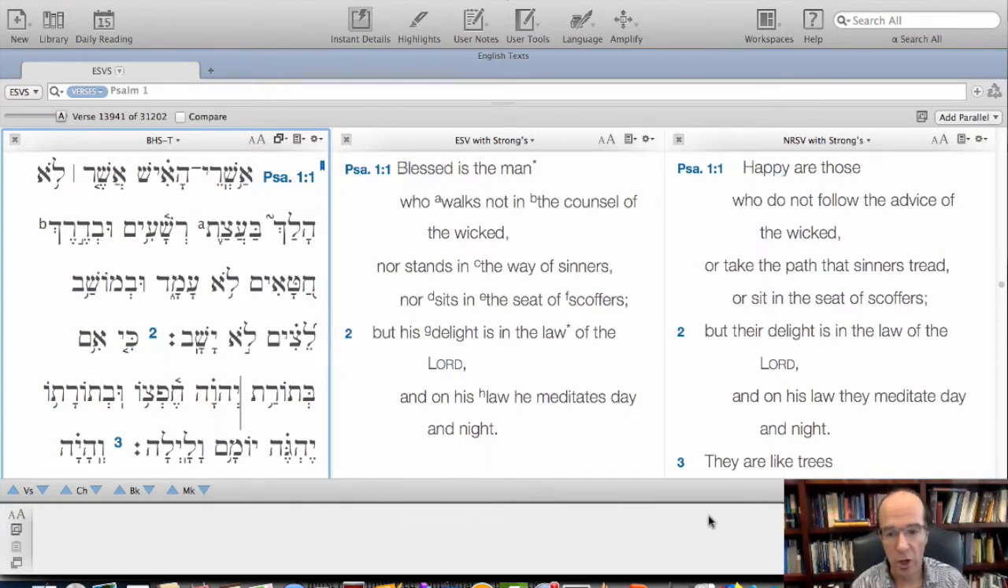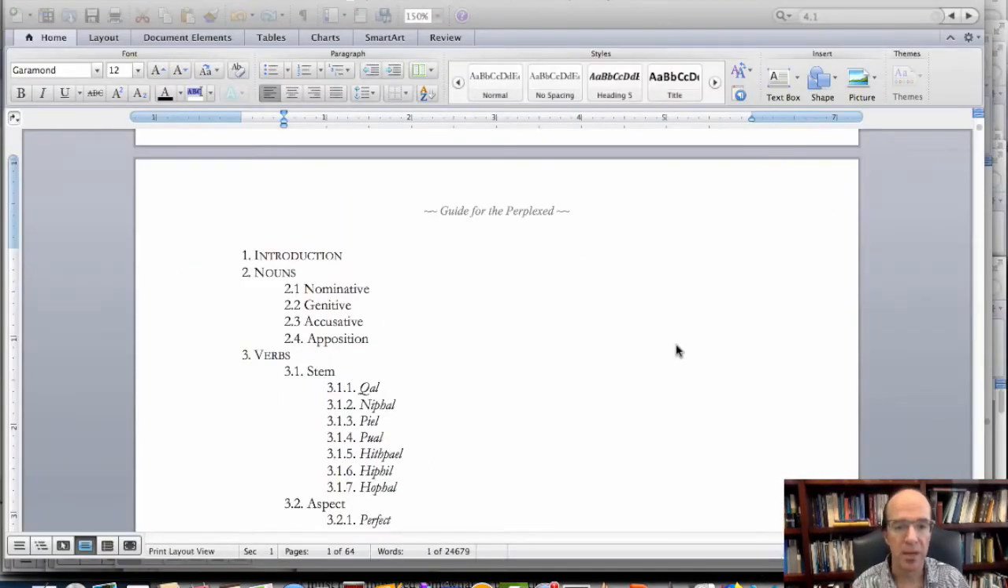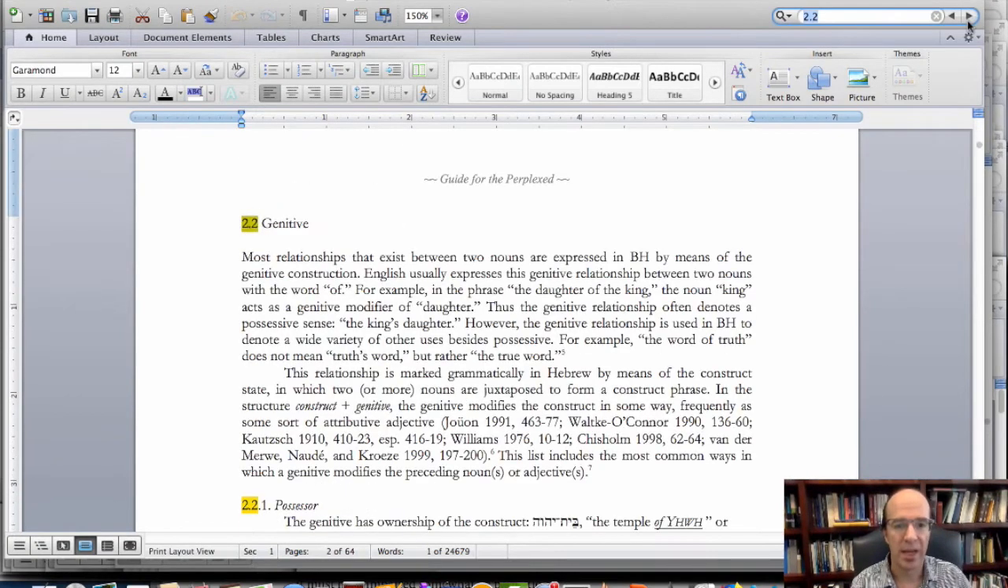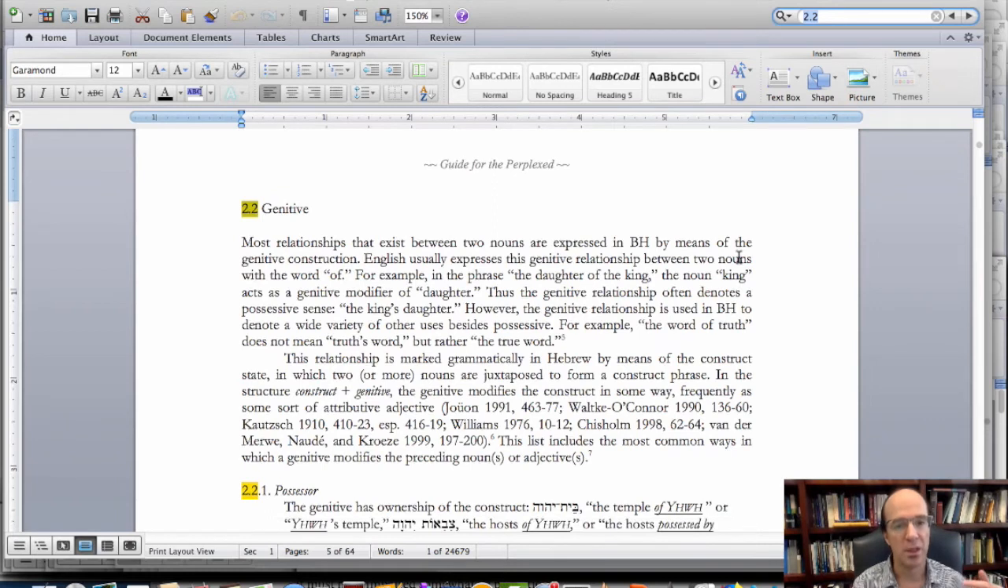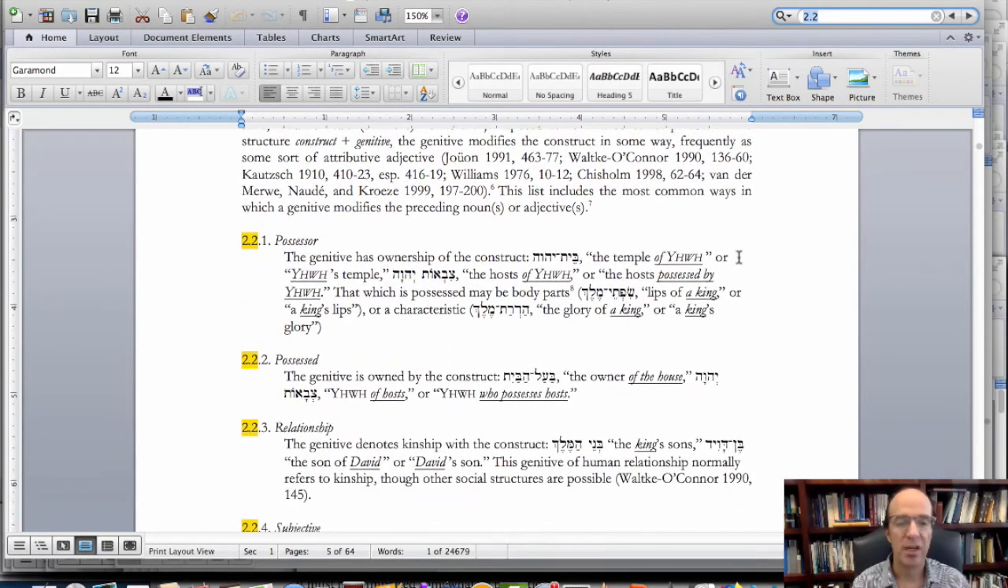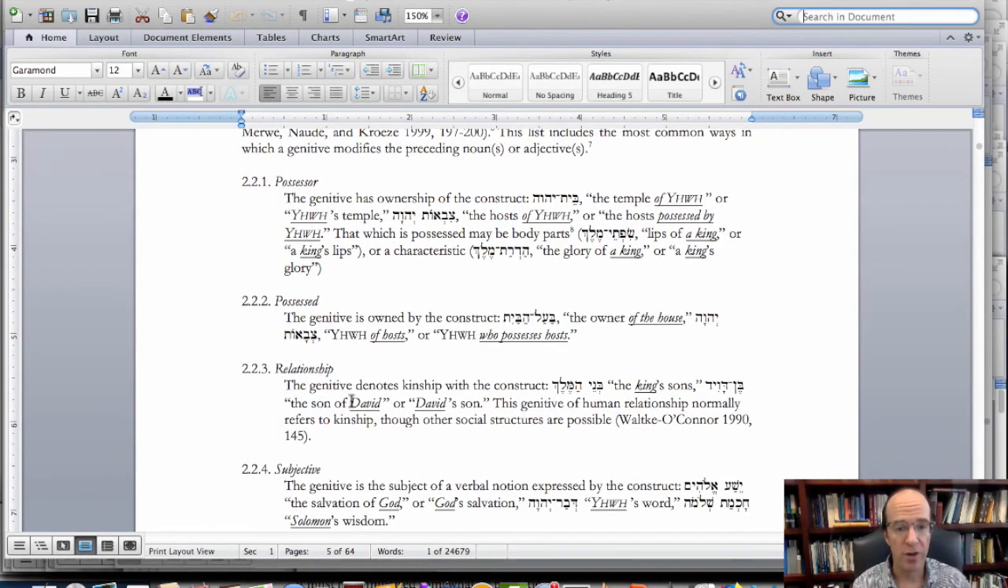And so you want to go to the Arnold Choi book and make sure you become acquainted with the table of contents here. That's going to help you. And we can see genitive are in 2.2. So I'm going to go ahead and jump to that. And again, we have this whole idea of the blessedness of the man. What does that mean? Once we get to the genitive, we have various categories.